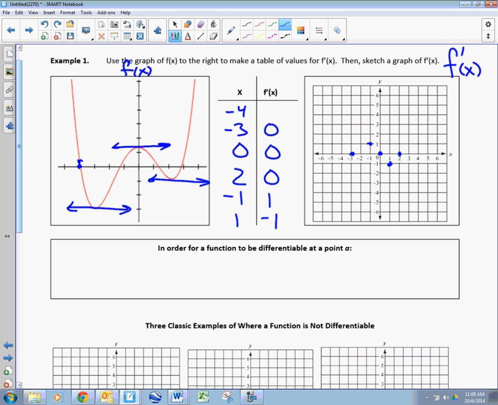And at negative 4, will I have a positive value or a negative value? Negative. In fact, it would be very negative. At positive 3, will I have a positive value or a negative value? Positive. You can see the slope is very positive there at positive 3. So you can see I'm going to have this kind of a shape.